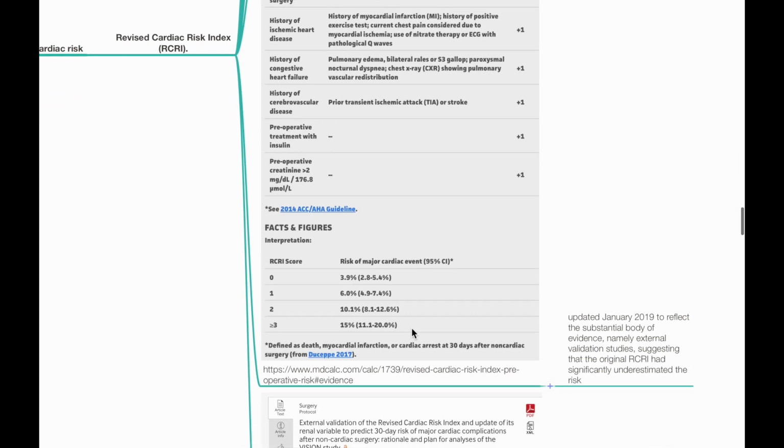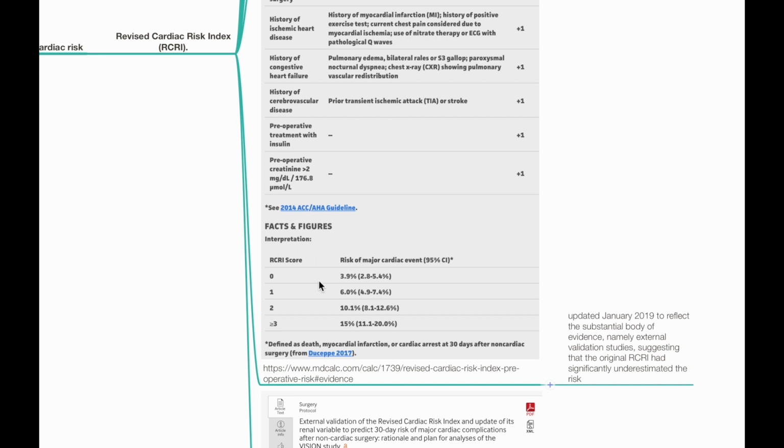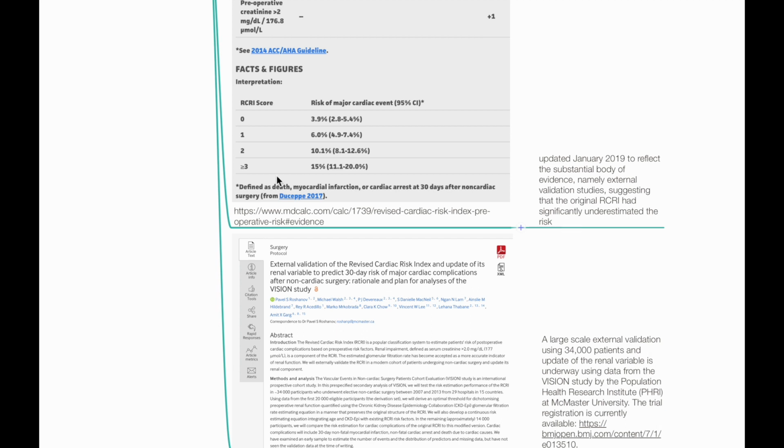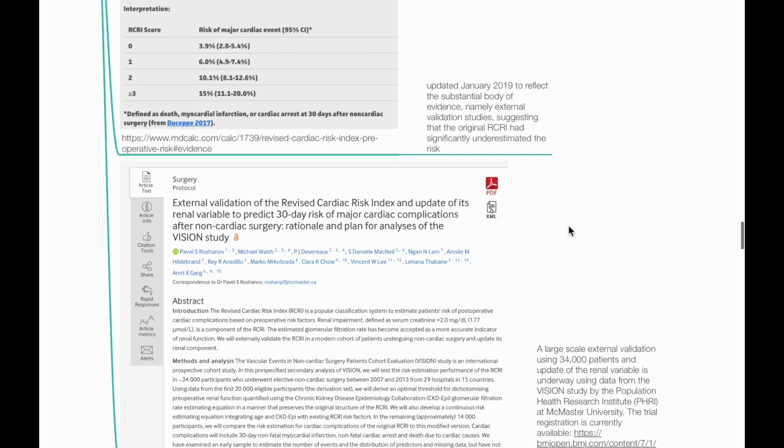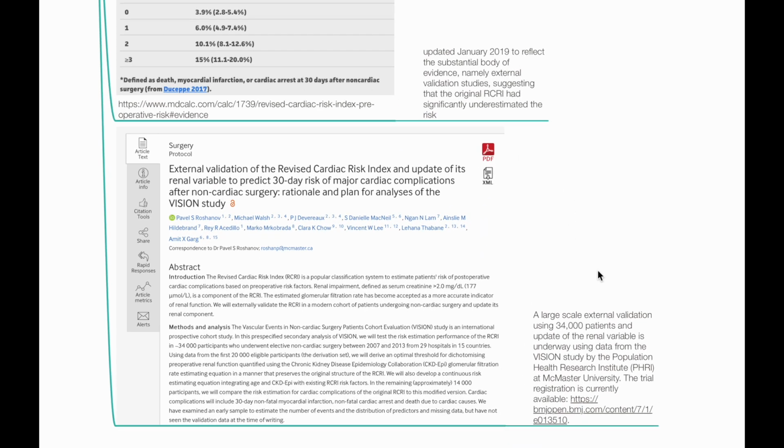RCRI score of 0, risk of major cardiac event 3.9%. Score of 1, risk of major cardiac event 6%. Score of 2, risk of major cardiac event 10.1%. RCRI score of 3 or more, risk of major cardiac event 15%. A large-scale external validation using 34,000 patients, an update of the renal variable, is underway by Pavel et al. using data from the VISION study by Population Health Research Institute at McMaster University.